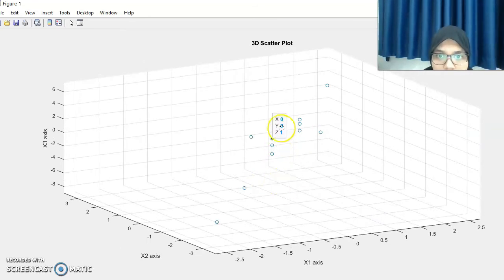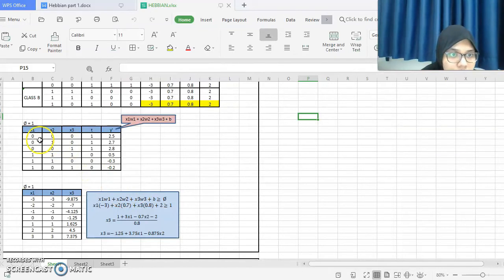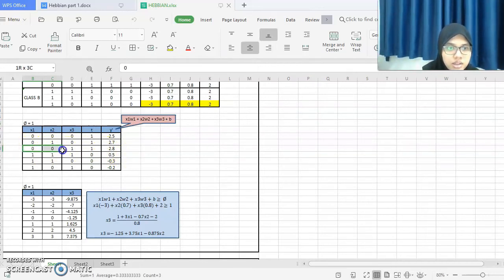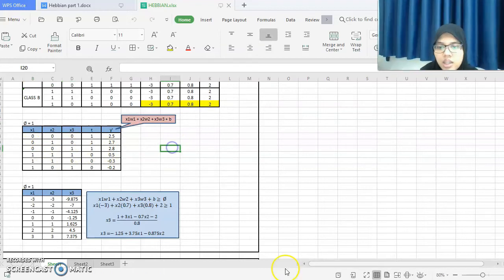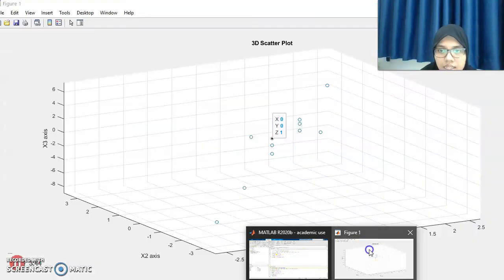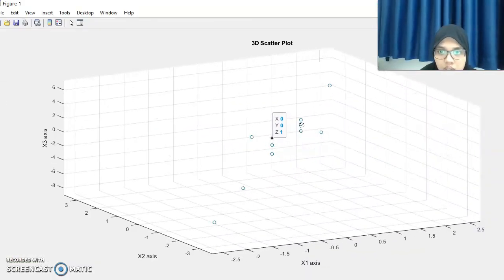Here we can see that x, y, z is 0, 0, 1. Where do we obtain this? Let's see. x, y, z is 0, 0, 1, which is this, for the value of this one. Yes, this is the one. Let's see the other values. Do we have another one?